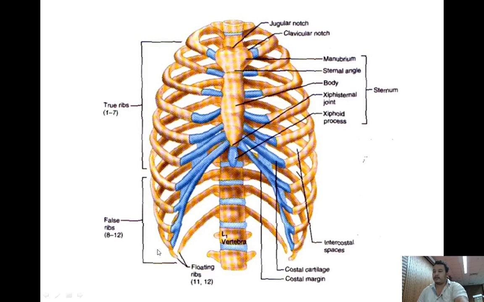Okay? Remember, floating ribs should be included in the false ribs. Some of them say that only 8, 9 and 10 are true false ribs, 11 and 12 are floating ribs. Okay, but by definition the false ribs are all those ribs which are not attached directly to the sternum. Among them again 11 and 12 can be called floating ribs. So 1 to 7 are true ribs, 8, 9, 10, 11, 12 they are false ribs.